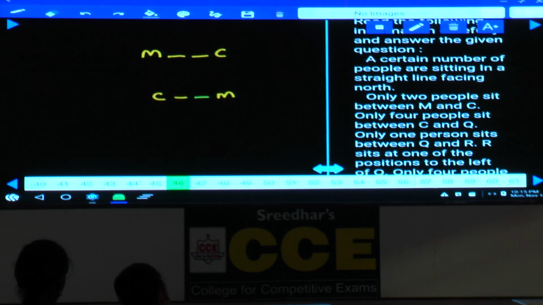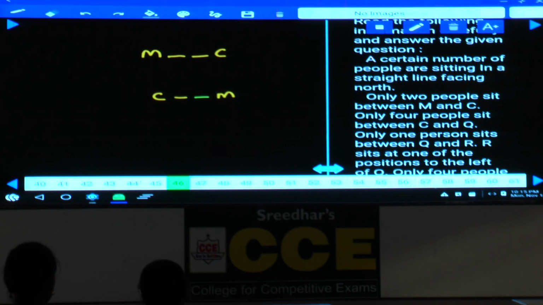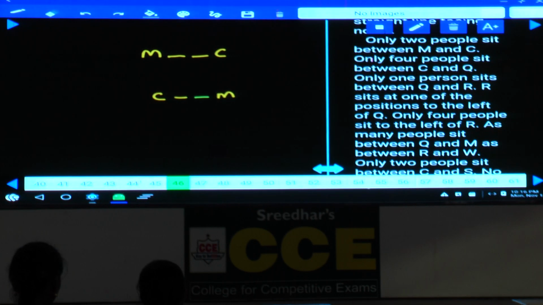That means C can be to the left hand side of M or to the right hand side of M. And this is the reason why we will not touch this in the first instance. Why? Because we will have n number of possibilities. And 4 people sit between C and Q. Between C and Q how many people are there? Exactly 4 people. 1, 2, 3, 4, Q will be here.